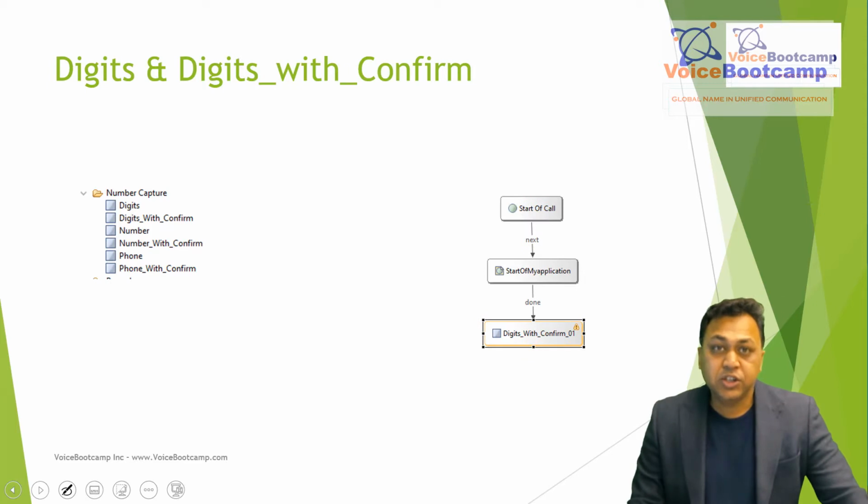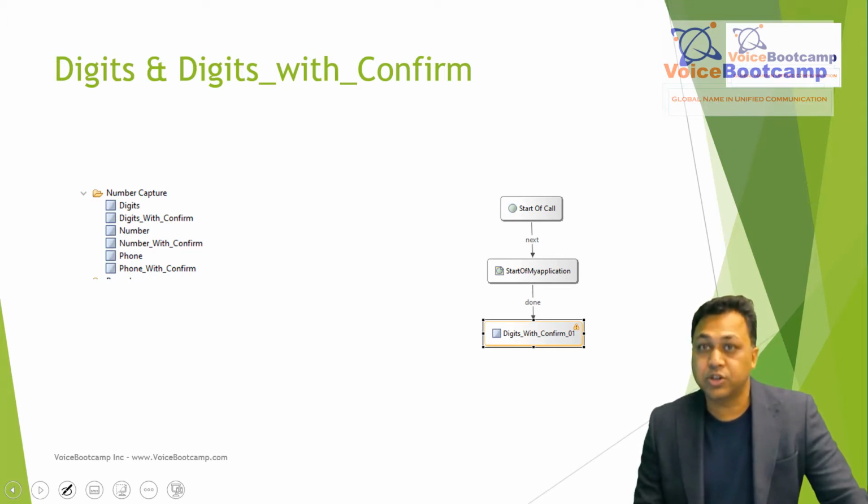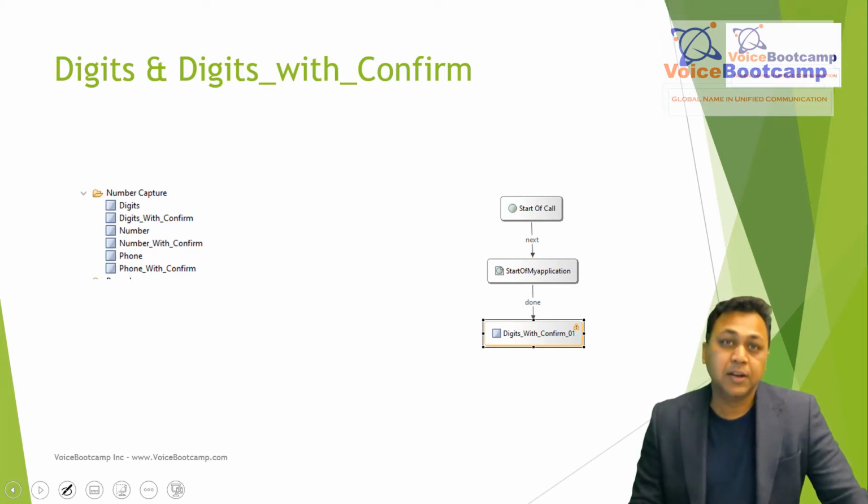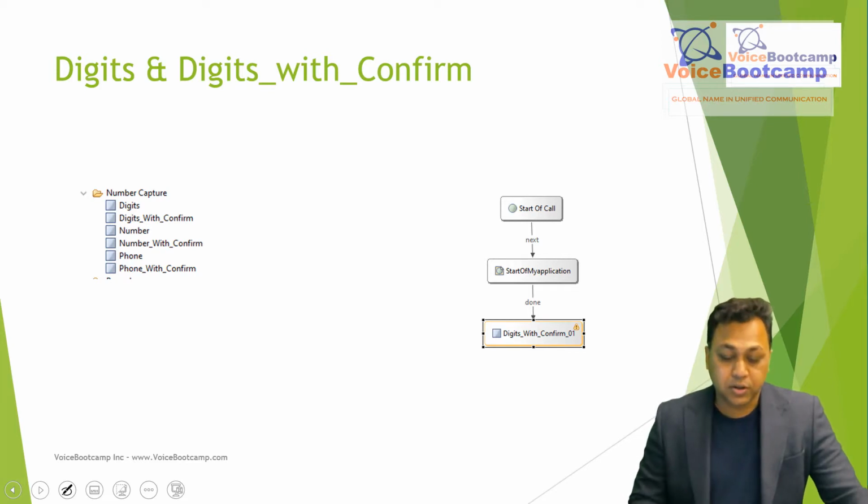Now, digit with confirm. Digit voice element basically captures a string of numerical digits. It may be used to collect small or large number of string of digits. The digit string can be spoken or entered using the keypad. The captured value will then be stored into an element data that can be used throughout the applications. A string cannot contain any non-numerical characters.